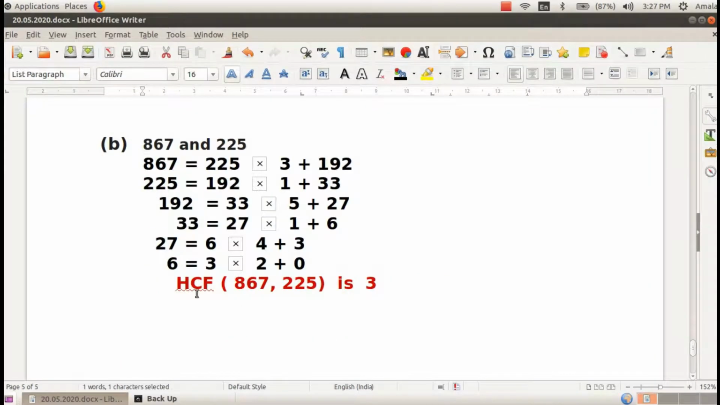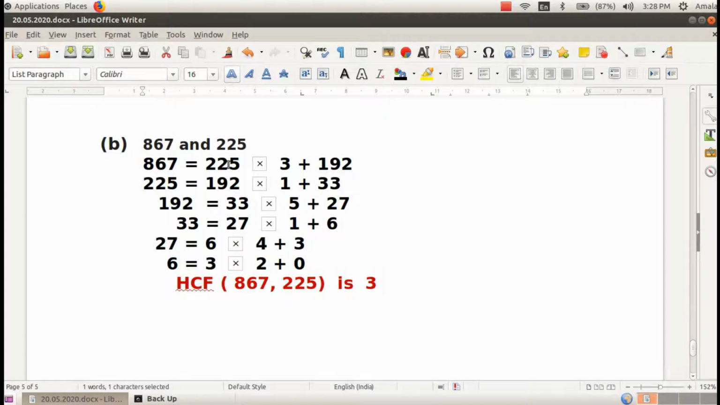Second question, we need to find the HCF of 867 and 225. 867 is greater than 225, so we can divide 867 by 225. We will get quotient 3 and remainder 192. The remainder is not 0, so continue to the second step.